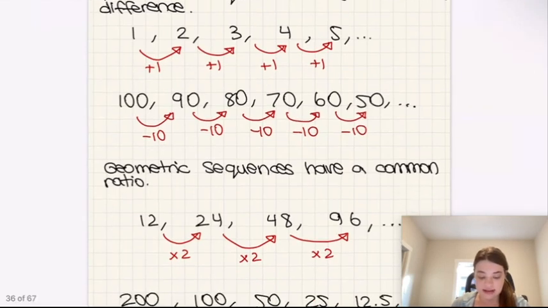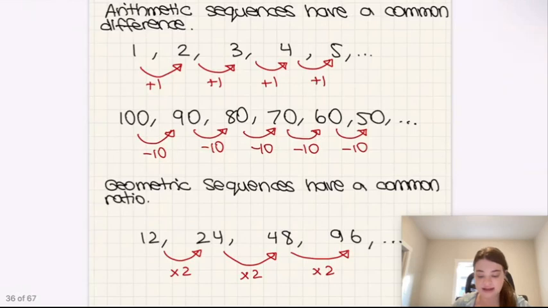Another example is 100, 90, 80, 70, 60, 50, etc. Because in this case, we always add negative 10. And so the common difference is negative 10. Another way we can look at this is subtracting, right? We subtract 10 each time, which is the same as adding a negative number. And that's also something we might have in the sequence, as we might be adding a negative number, hence subtracting in order to get to the next term.